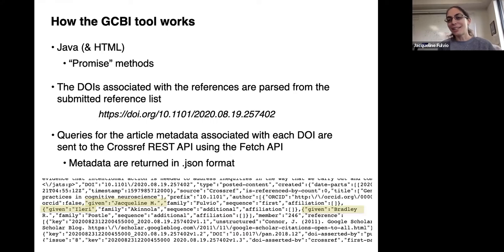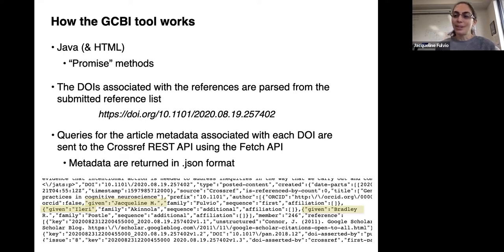And the nice thing again is it also gives it back in a way that we don't need to download a whole bunch of text files and parse them ourselves. Just this little snippet of Java code can parse this and pick out the given names. This is our paper that we published on the JOCN analyses. So we have our first author's names of Jacqueline, O'Leary, and Bradley.